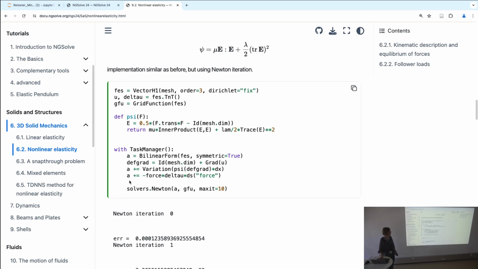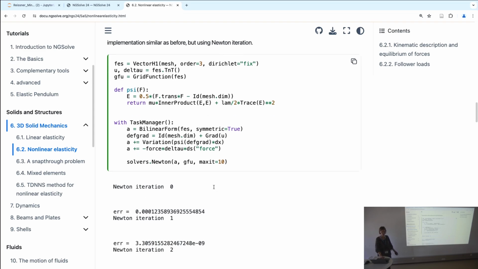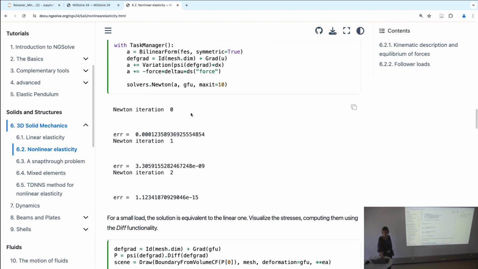And then we have the bilinear form. We put there the variation of the free energy. We put there the virtual work of external forces. And then we don't do a linear solve, but we do a Newton solver. So it's even less to write for me, because all this defining the residual and assembling the linearized stiffness matrices is done within the Newton solver. And then we do some iterations.